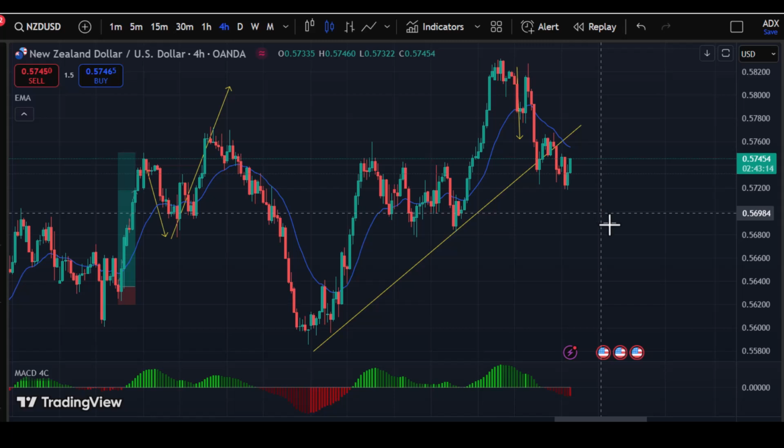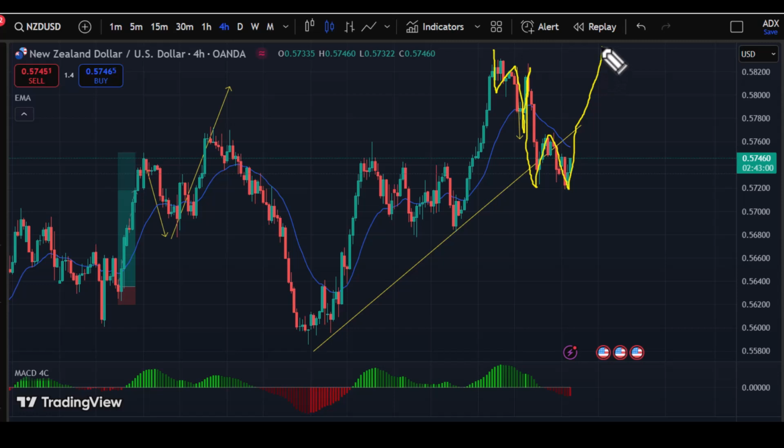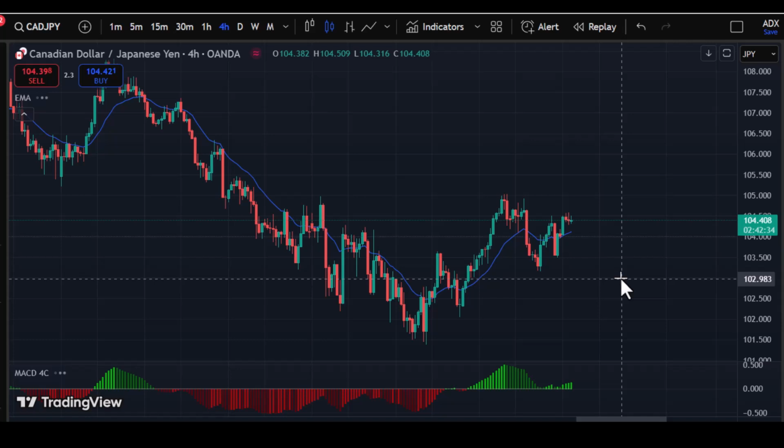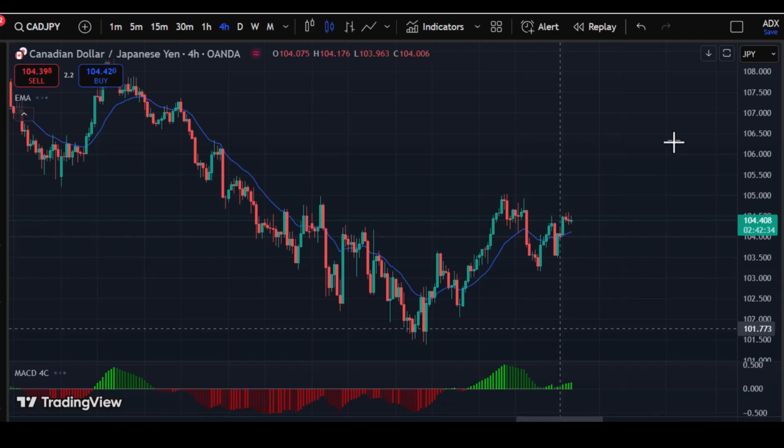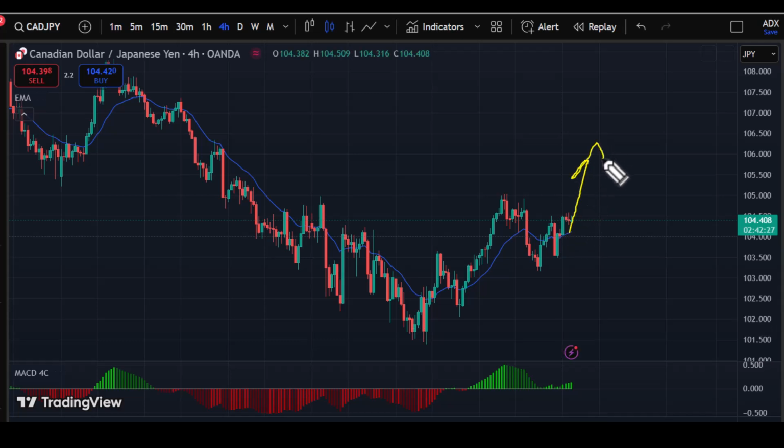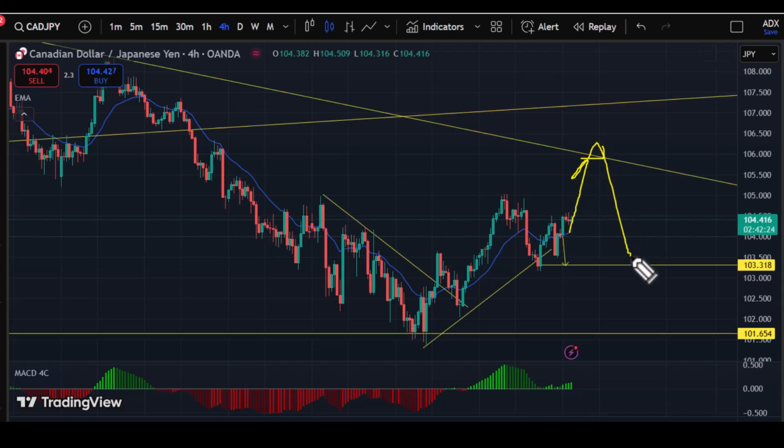NZD USD. Okay, so here also we are seeing a bullish pattern, whereby the market continues pushing high, because we can see this is a wave impulse correction. Okay, so this is a complete structure. So we're expecting the market to keep pushing high. Yeah, CAD yen. On the CAD yen, guys, we're expecting the market to give us one more push before it corrects itself.